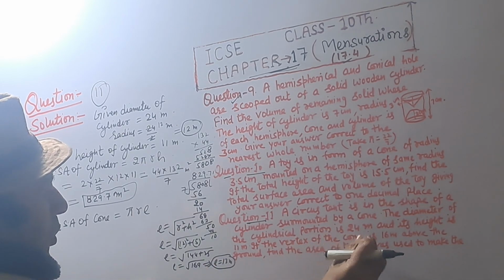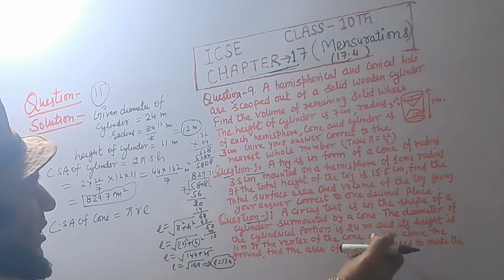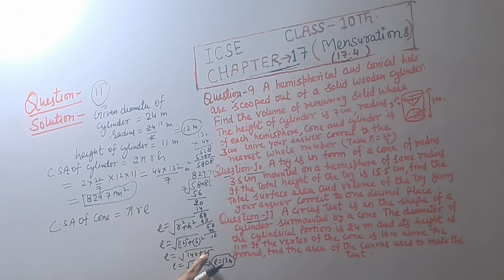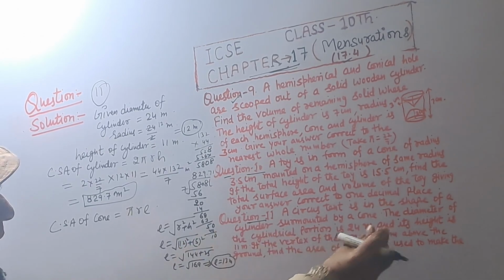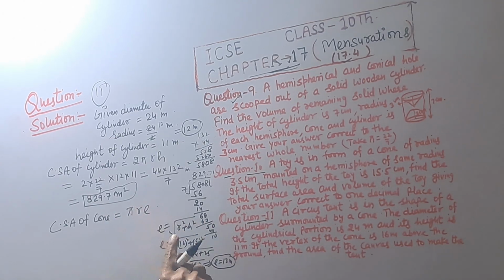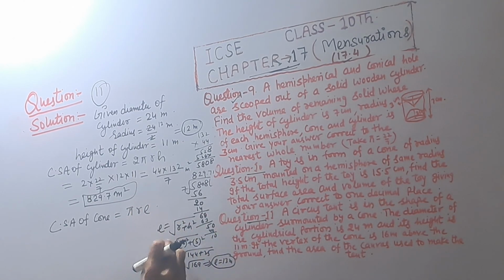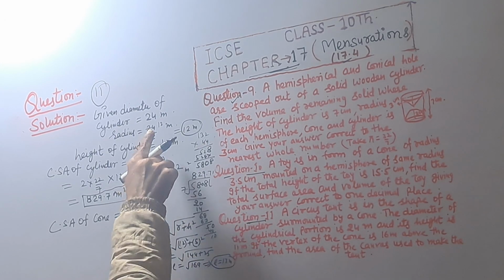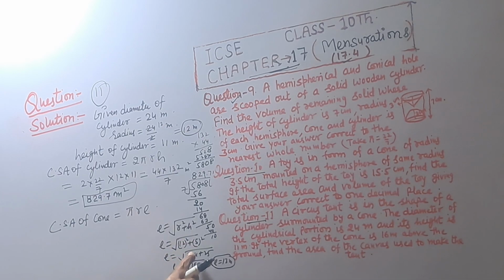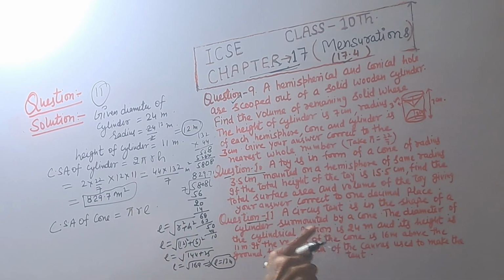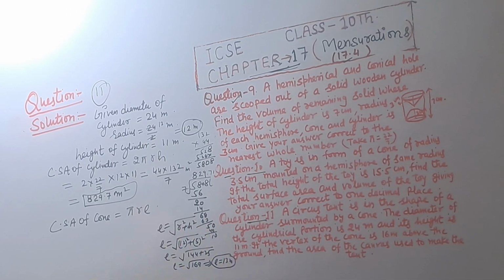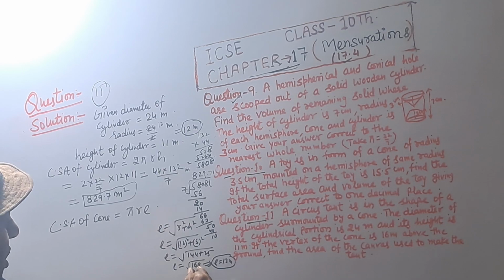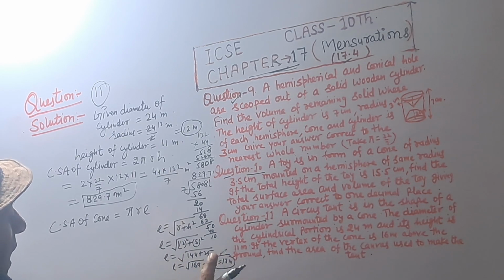The vertex of the cone is 16 meter above the ground, so 16 minus 11, that is height of cone 5 meter, and slant height L is equal to root r square plus h square. R is 12, 12 square is 144, and height is 16 minus 11, that is 5. 5 square is 25. 144 plus 25 is equal to 169. Root 169, L is equal to 13 meter.